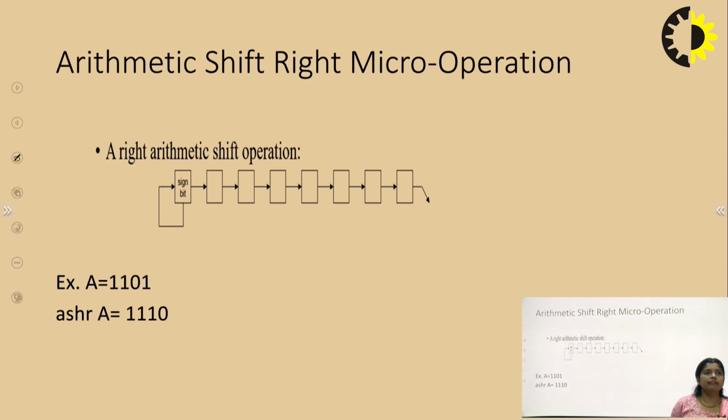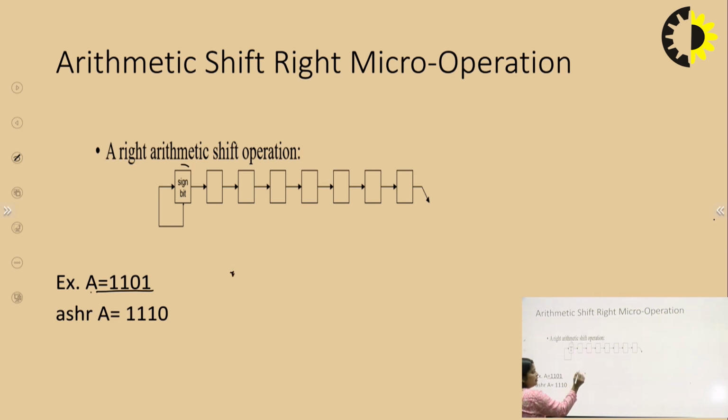Now, the next thing is the arithmetic shift operation. Whenever we take the arithmetic shift operation, we have to take what? Right arithmetic shift. In the Booth algorithm, we are going to understand the arithmetic shift operation. When we have a value A equal to 1101, the first bit is considered as a sign bit, and including this bit, we are going to operate the shift operation. Means what?